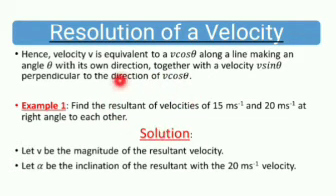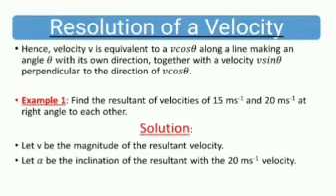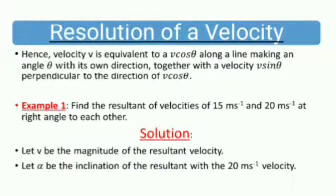Now, having got the concept, let's look at example 1. Find the resultant of velocities of 15 meters per second and 20 meters per second at right angle to each other. So let v be the magnitude of the resultant velocity. Then let alpha be the inclination of the resultant with the 20 meters per second velocity.